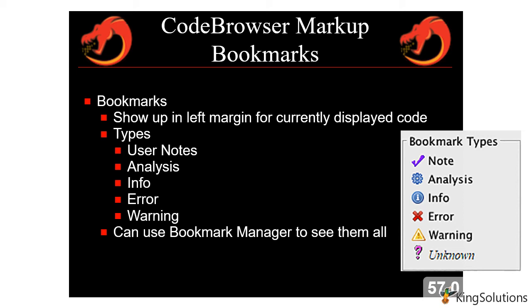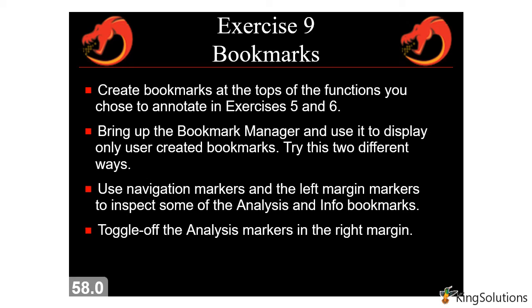Error, displayed as a red X symbol. This shows bookmarks used to indicate an unknown opcode. It can be caused by bad auto-analysis disassembly, or bad user disassembly. Warning, displayed as a yellow triangle. It shows bookmarks used to indicate a possible problem. You can use the Bookmark Manager to view all bookmarks.